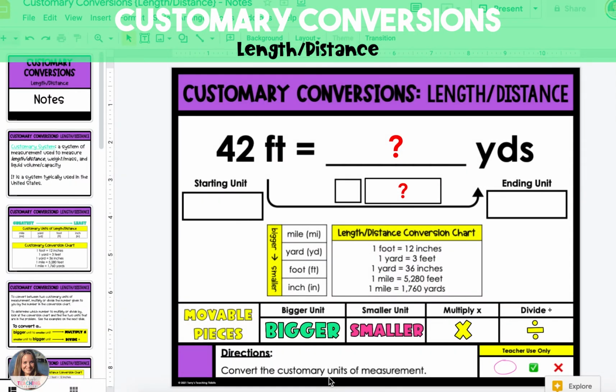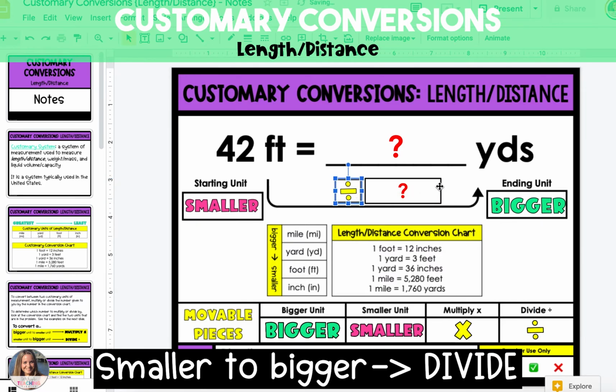In the second example, we're converting 42 feet to yards. In this example, we're going from a smaller unit to a bigger unit. So we're going to drag smaller over to the 42 feet and bigger under the yards. Anytime we go from a smaller unit to a bigger unit, we're dividing.